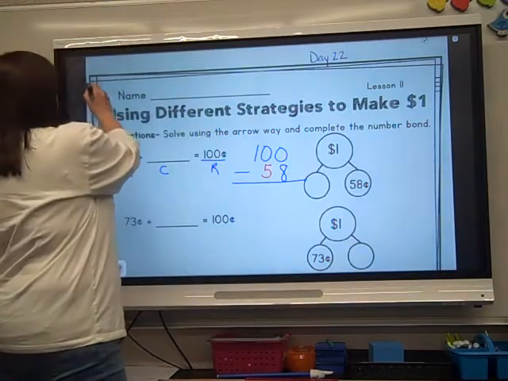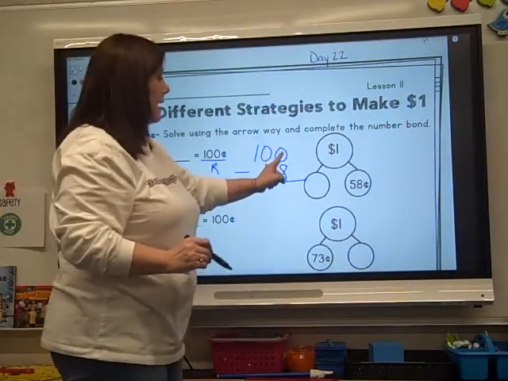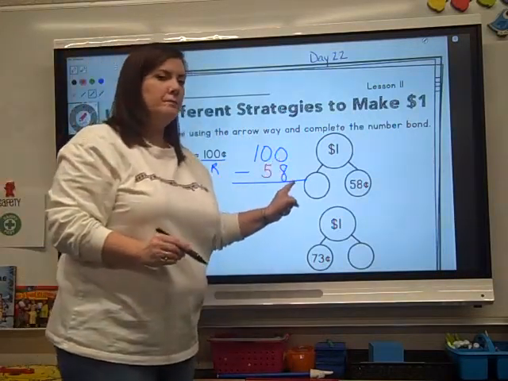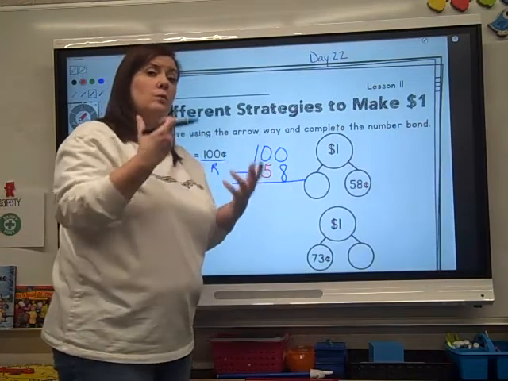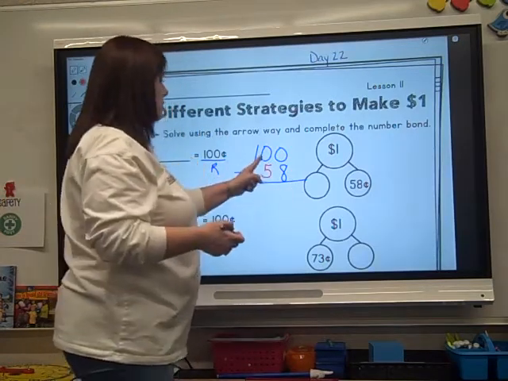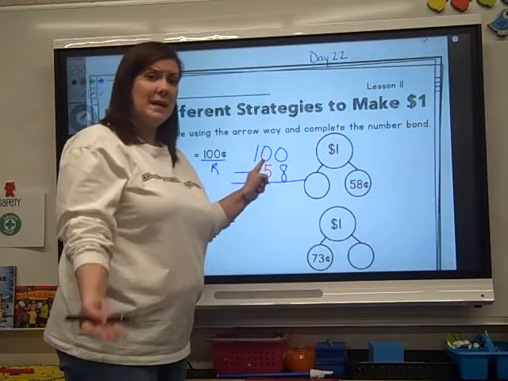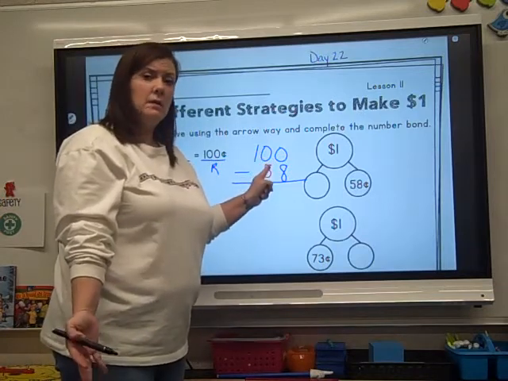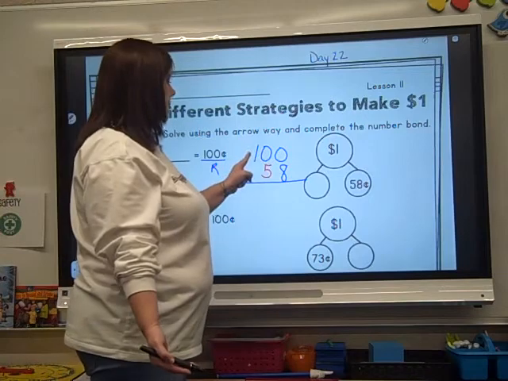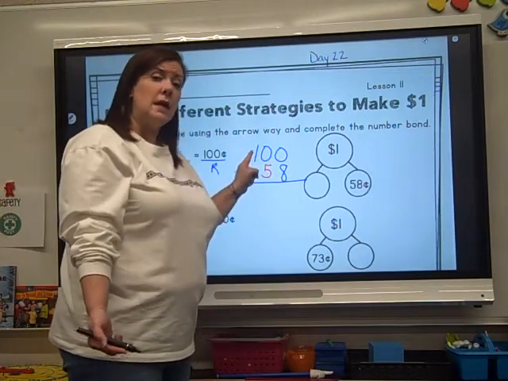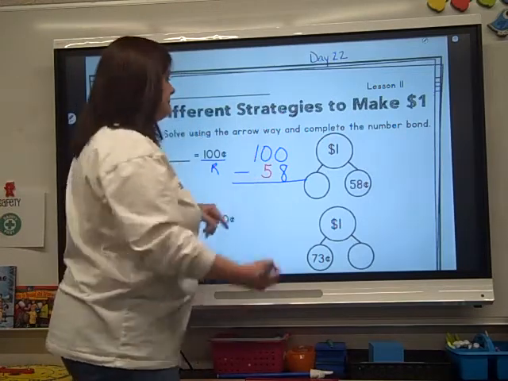So, that first ones column, can I do 0 take away 8? No. I got to go and regroup, okay? So let's go next door. Oh, I have 0. Well, I can't get anything from 0, can I? All right, so let's go next door. Oh, I've got 100 there. Can I trade that? Yeah, I can.